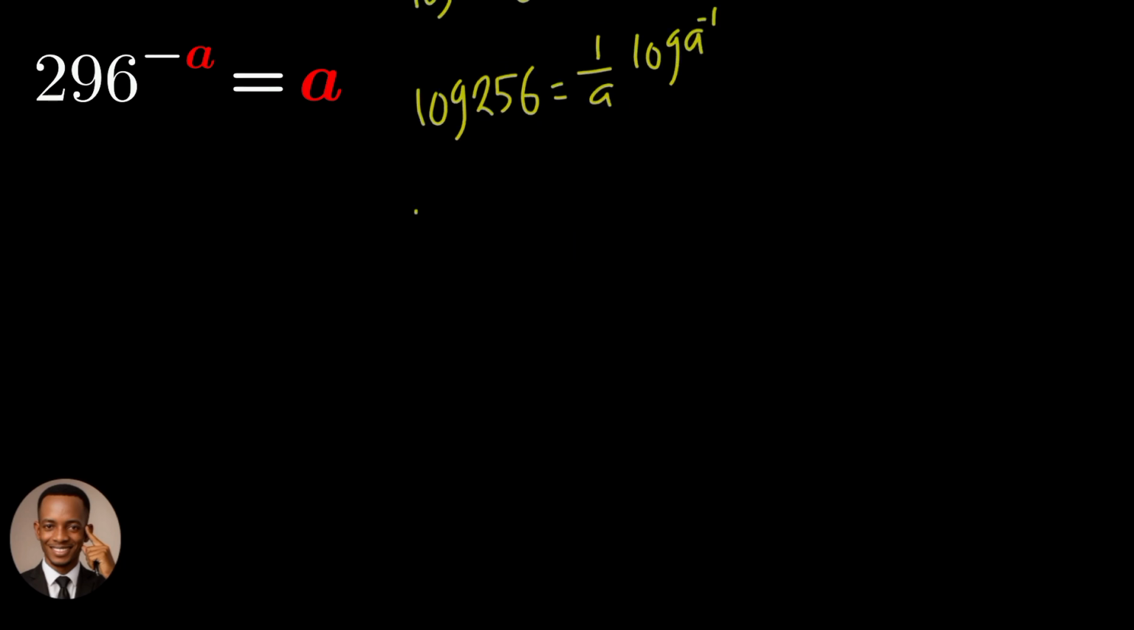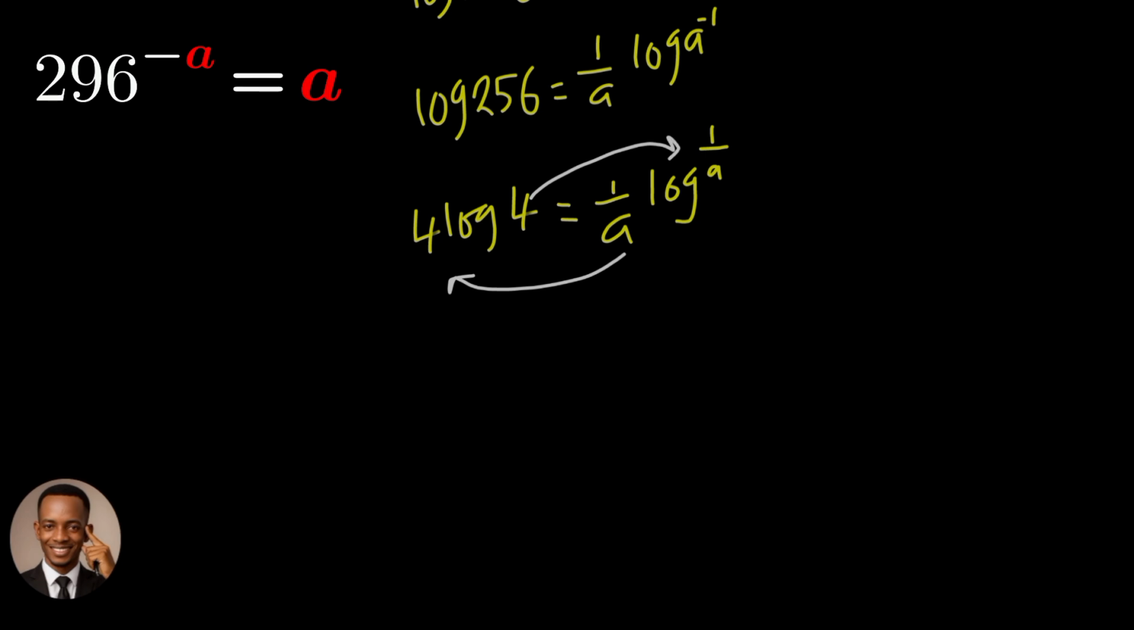We can rewrite log 256 as 4 log 4, because 256 is 4 to the power of 4. Then 1 over a log a to the power of minus 1 can be written as 1 over a. Then by directly comparing them, we can see also here that 1 over a equals 4. Therefore, a equals 1 over 4.